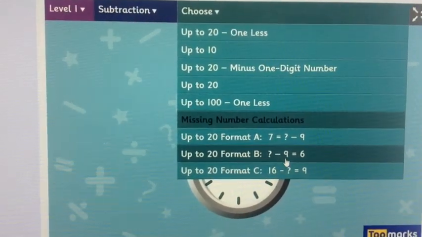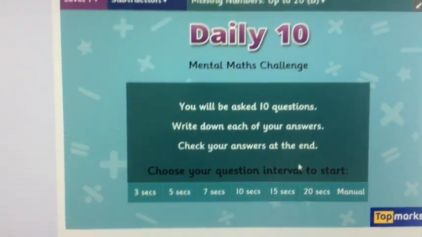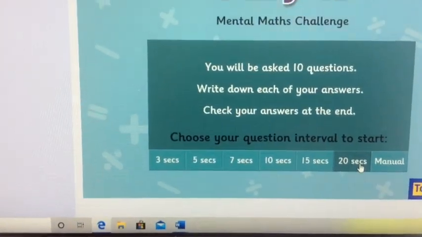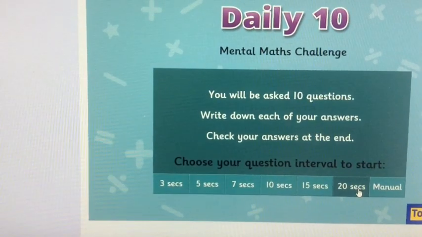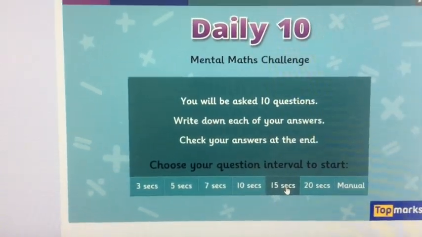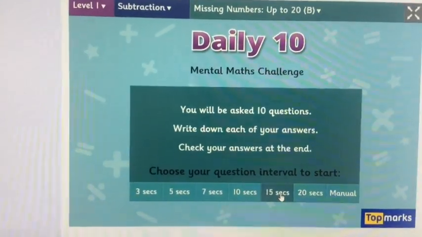What take away 9 equals 6? Pretty tricky again, so maybe start with a minute or 20 seconds. Have a go, do your marking, and then maybe reduce the time you've got for each question. Remember, work at your own level, just do your best.